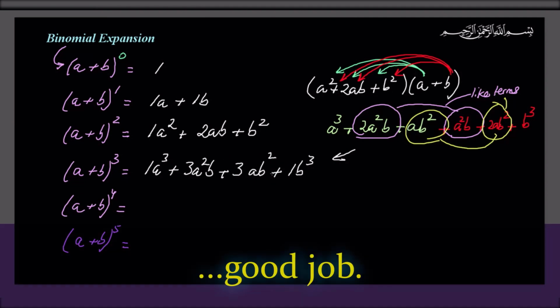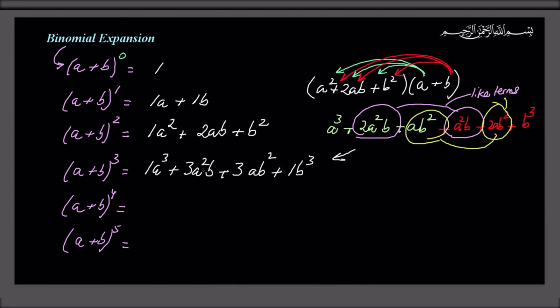Now, you saw how I did this. I multiplied these out one at a time, and I combined the like terms, and I got this. So A plus B cubed is 1A cubed plus 3A squared B plus 3AB squared plus 1B cubed.